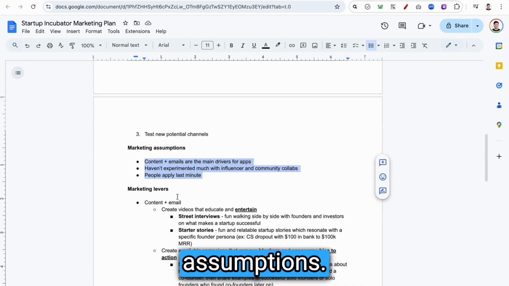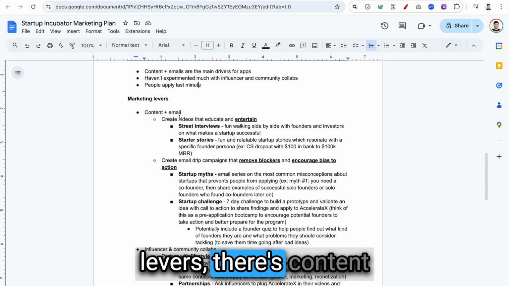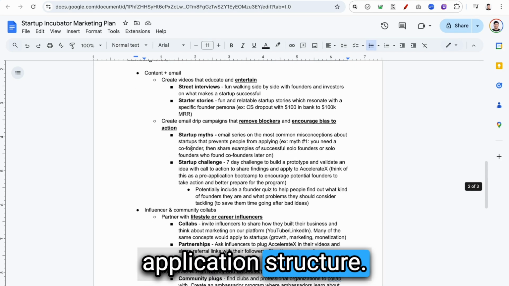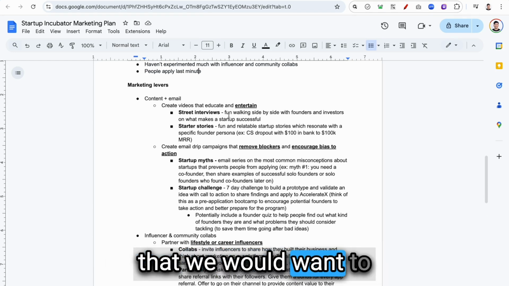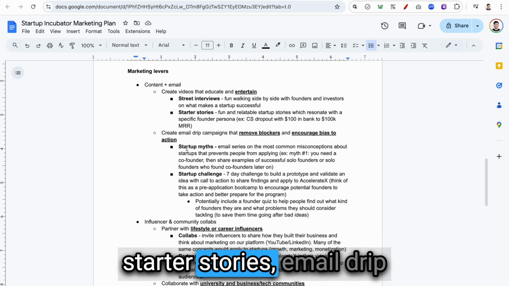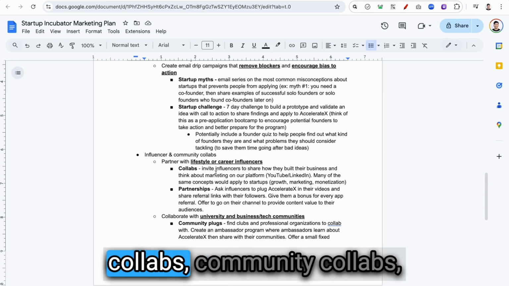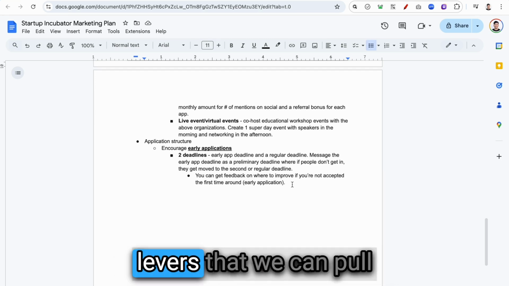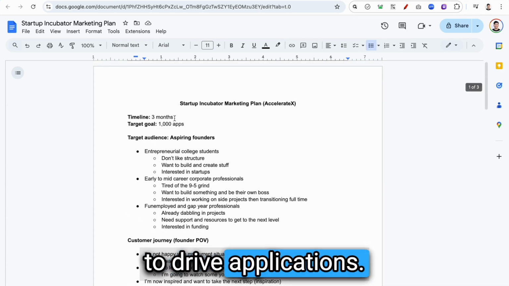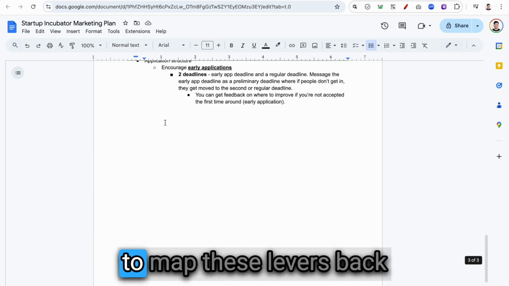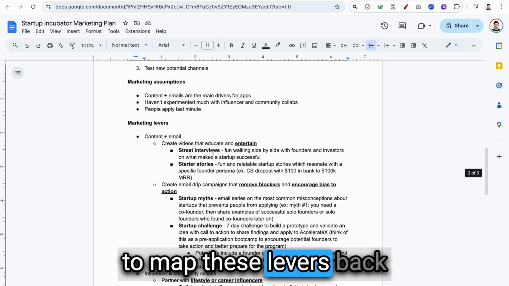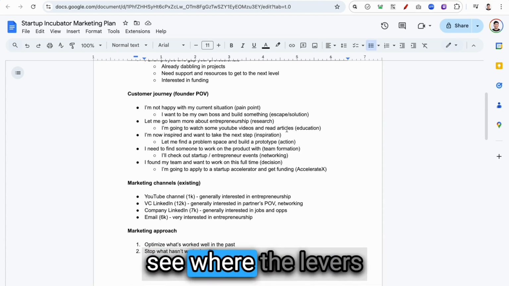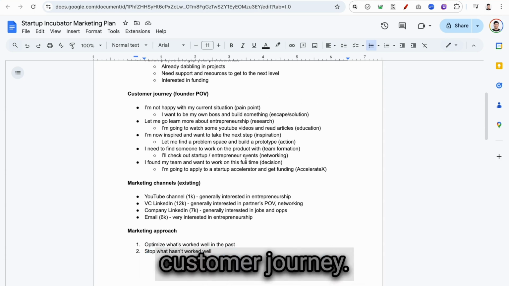We have marketing assumptions. With our marketing levers, there's content and email, influencer and community collabs, and application structure. We have quite a few things that we would want to do, like street interviews, starter stories, email drip campaigns, influencer collabs, community collabs, and application structure. These are all marketing levers that we can pull to drive the applications. The next step would be to map these levers back to the customer journey. So this way we can see where the levers fall in context of the customer journey.